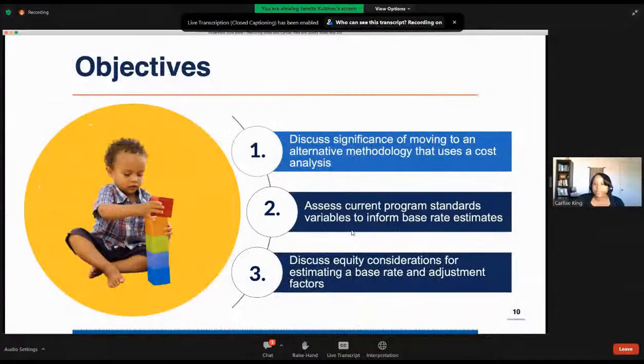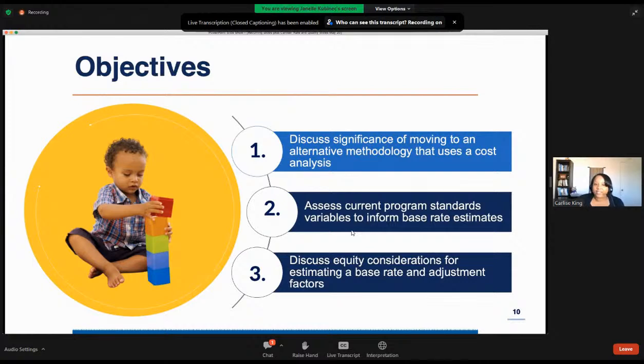So my objectives for this follow-up conversation is to briefly touch on what it means for California to shift its methodology for developing payment rates from price to cost. And Eric touched on briefly some of the repercussions of some of the changes you've already made, but just to ground our initial conversation and what that means.